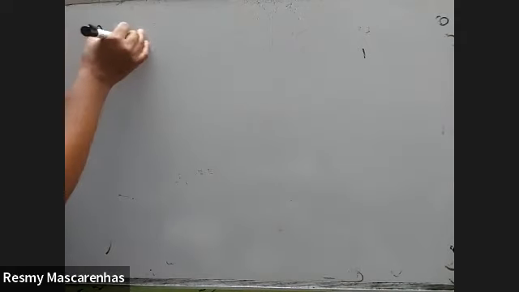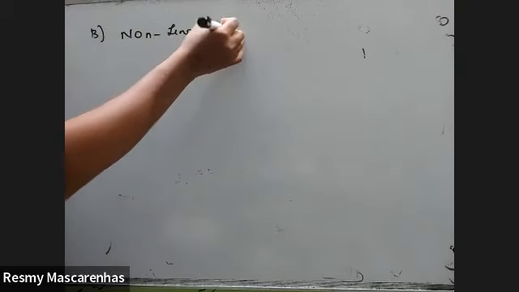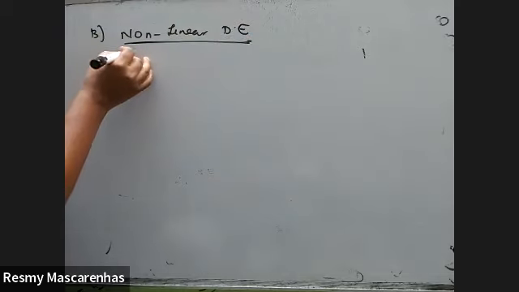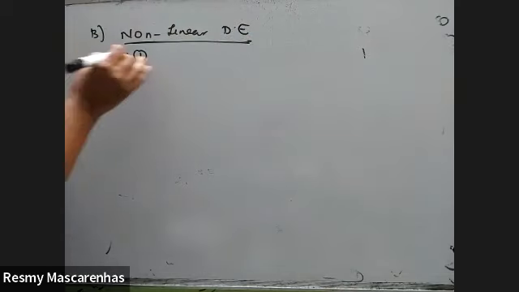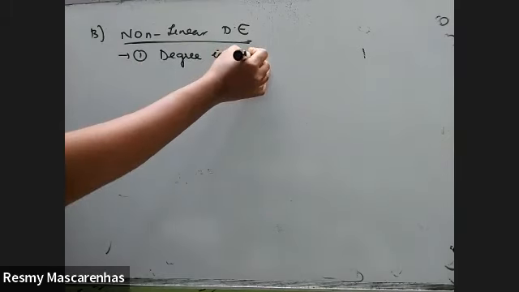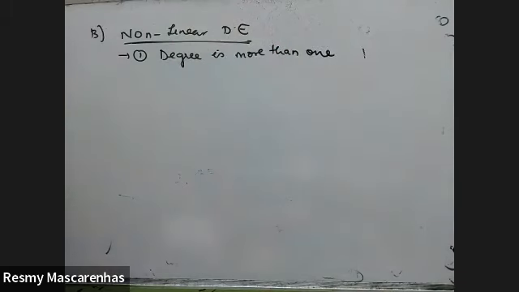Second one, non-linear type. So non-linear, there are two conditions. First thing is degree is more than 1. If degree is more than 1, it falls under non-linear type.